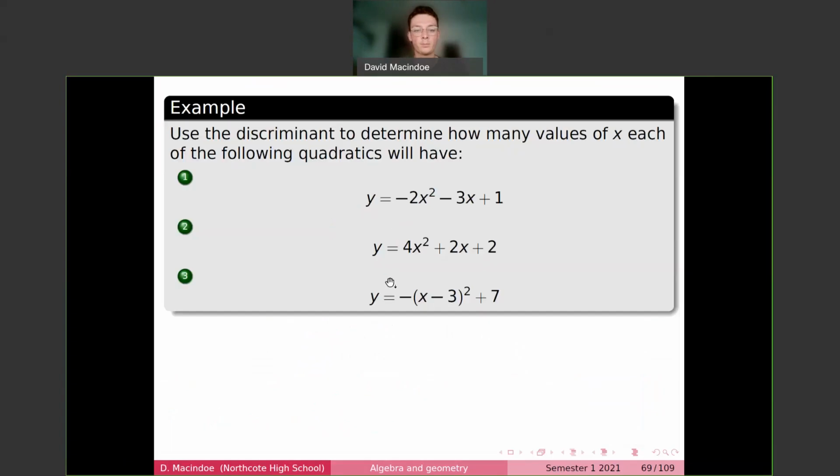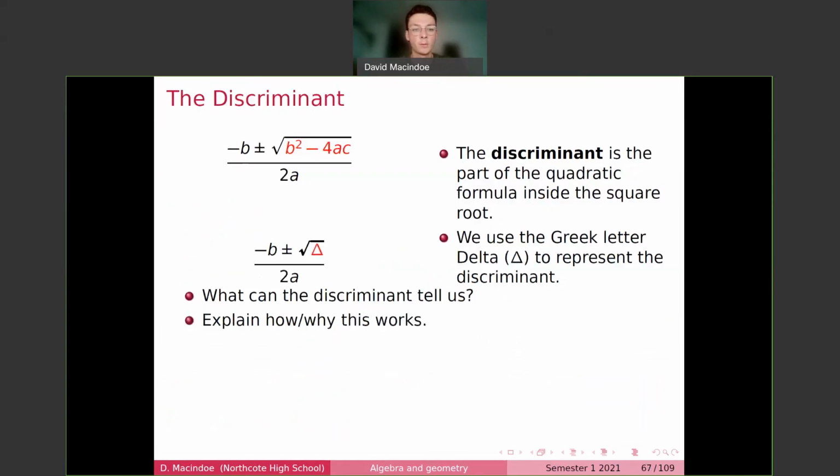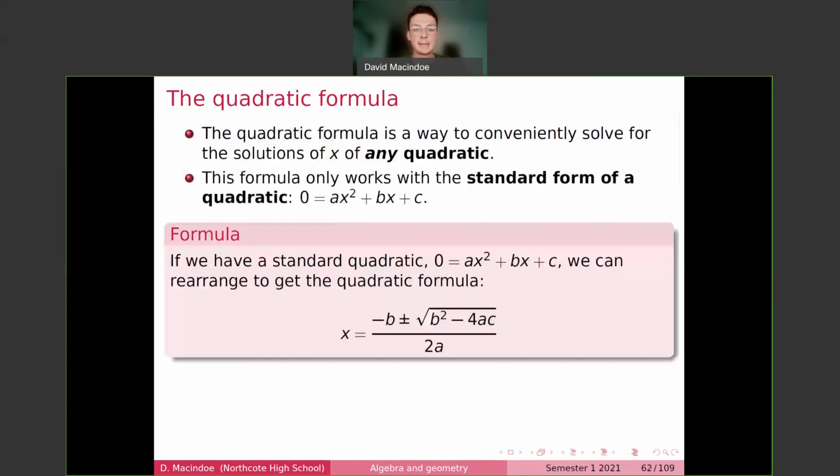Okay, that is it for looking at the quadratic formula and the discriminant. Just to sum up, the quadratic formula is a useful tool for us to quickly get solutions to a quadratic, so x-intercepts really, and the discriminant is an even quicker way to tell us how many solutions we're going to be getting.